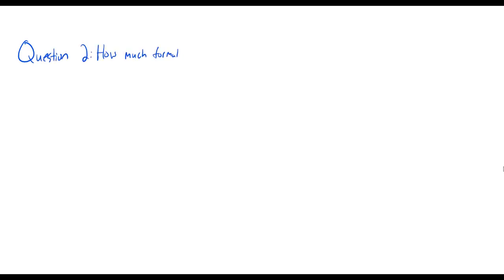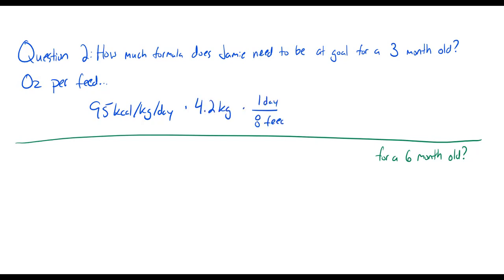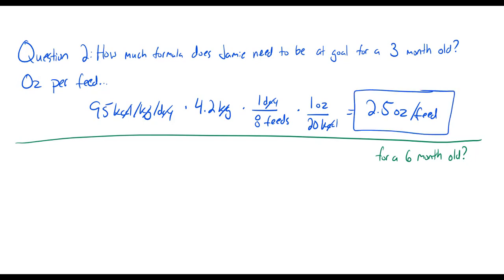Question 2. How much formula does Jamie need to be at goal for a 3-month-old? What if she's a 6-month-old? Let's just calculate ounces per feed. So 8 feeds per day, start with our goal of 95 kcals per kilogram per day, and set everything in the equation so that you can cancel. Multiply by her weight, divide by feeds, and divide by kcals. When you punch it in, you get that she needs 2.5 ounces of formula per feed.